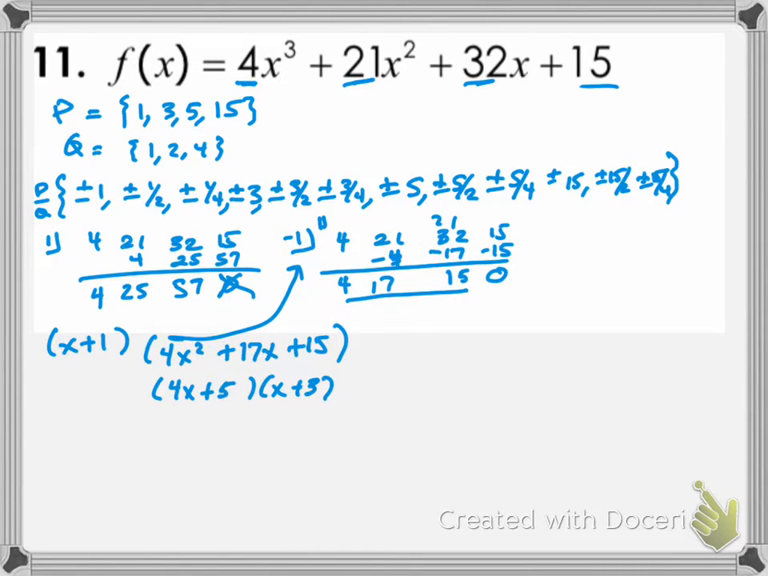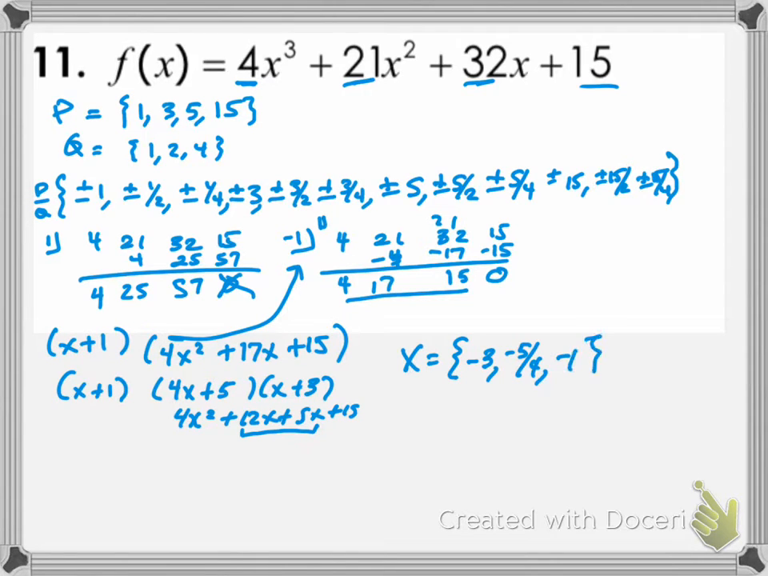I'm looking at the middle terms because I know I have 4x squared. If I'm foiling this to check it: plus 12x plus 5x plus 15. And sure enough, there's my 17. So that's correct. So now I have x plus 1, 4x plus 5, and x plus 3. So x must equal negative 3, negative 5/4, and negative 1. So that's how you do it.